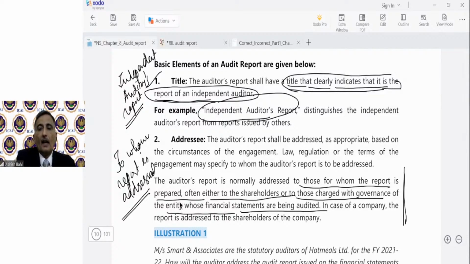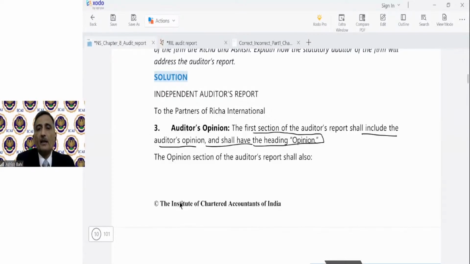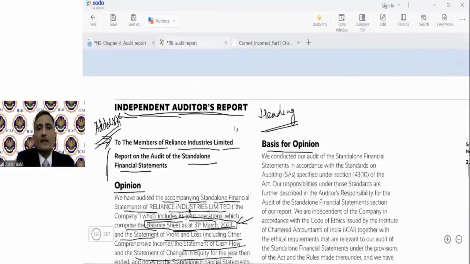Okay. And third point is opinion. So the first section of the auditor's report shall include the auditor's opinion and shall have the heading opinion. So it shall be under the heading opinion. So like what we had seen just now, opinion. So in this heading, the auditor shall give his opinion.